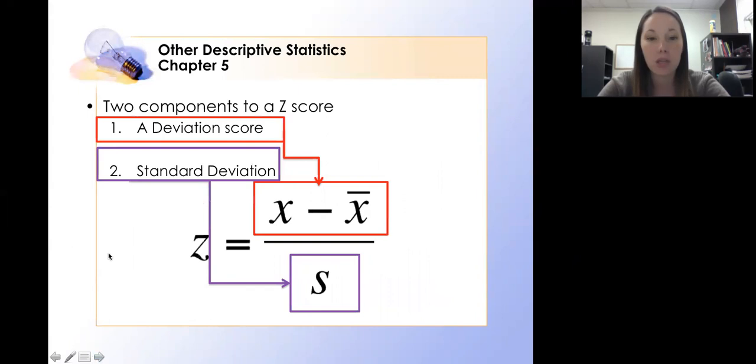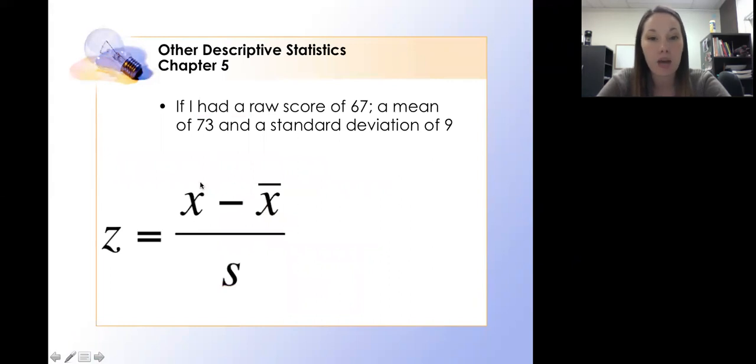Okay, so here's your formula for Z-score. We take our individual score, our X, we subtract the mean of that distribution from it, and then we divide by the standard deviation. So this is how we find our Z-score. It's pretty simple. We already know how to find the mean. We already know how to find standard deviation, so we're just taking those two bits of information that we do know how to calculate, and we're combining them together to create our standardized Z-scores.